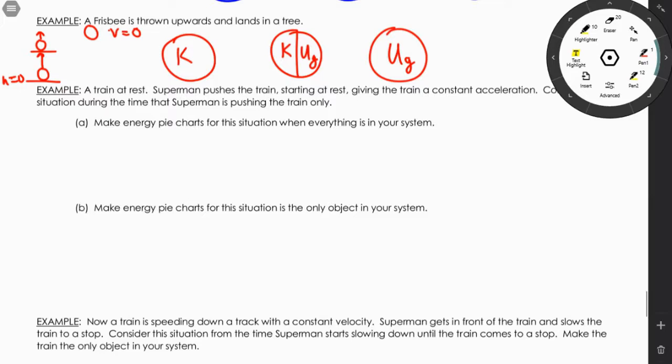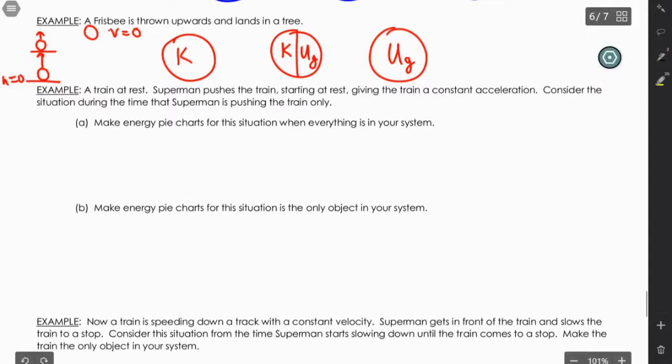And we'll look at an example where it's positive work, and then we'll look at an example when it's negative work. So the first example says a train at rest, so our train begins at rest is what it should say. Superman's going to push the train. Again, we're starting out from rest, giving the train a constant acceleration. And then consider the situation during the time that Superman is pushing the train only. All right, and so part A, make energy pie charts for this situation when everything is in your system.